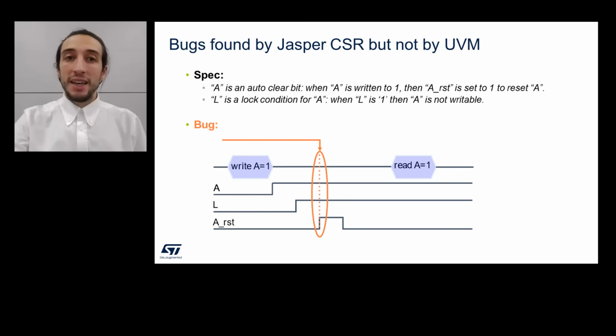At the same time, A is also locked by signal L, meaning that if L is 1, A cannot be written. The bug that Jasper was able to find was that if the lock condition occurred before the auto-clear signal arrived, the read operation to bit A would still return 1, meaning that the auto-clear didn't have effect on the bit. This is something very hard to find with UVM due to the strict narrow time window in which the events must happen.